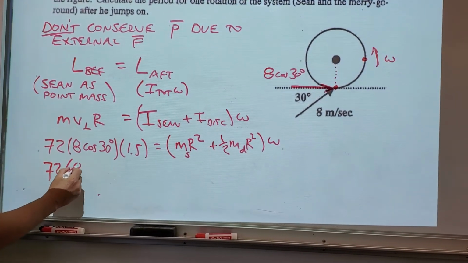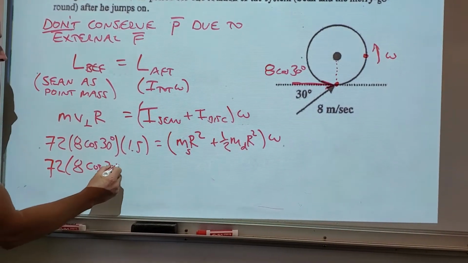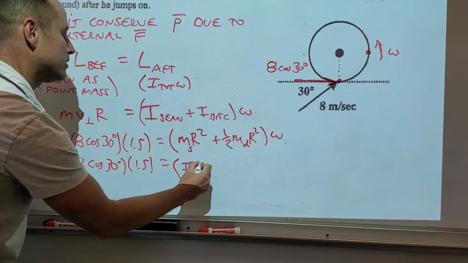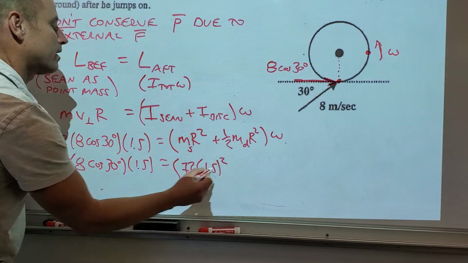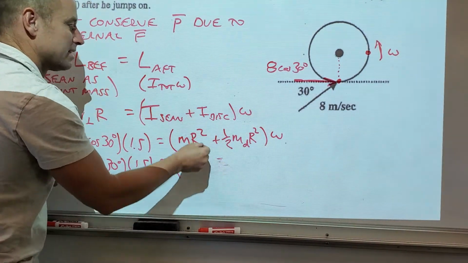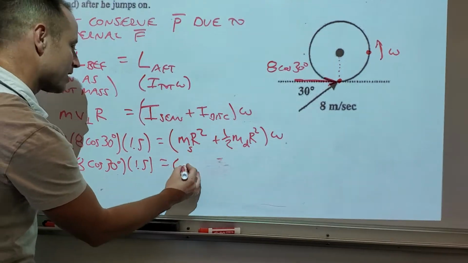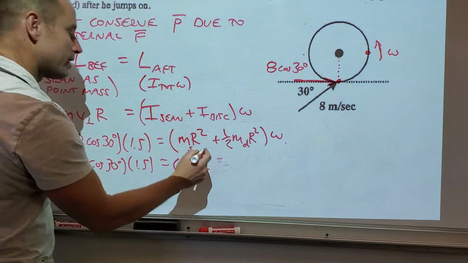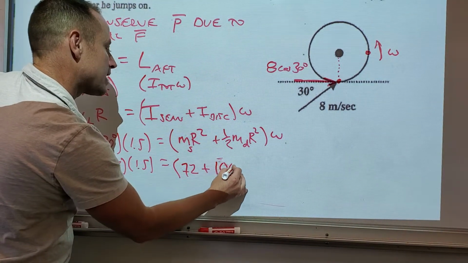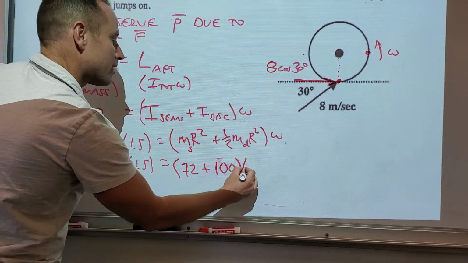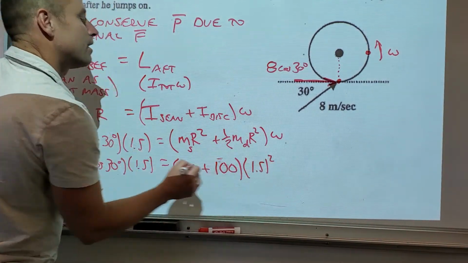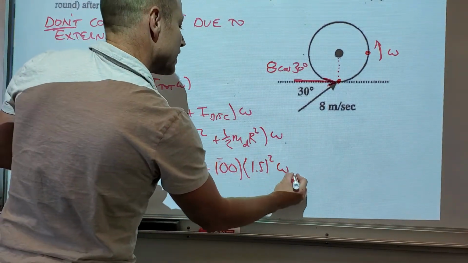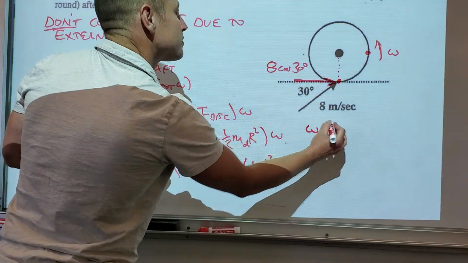So we got 72 times 8 cos 30 times 1.5 equals 72 times 1.5 squared. You know what? Let's take out the r squared. So we'll go mass of Sean is 72 plus half the mass of the disk. The disk was 200, so that's going to be 100 is half the mass of the disk, and then r squared is going to be 1.5 squared. Yeah, it was 1.5. Yes, that's all that, and then times omega.